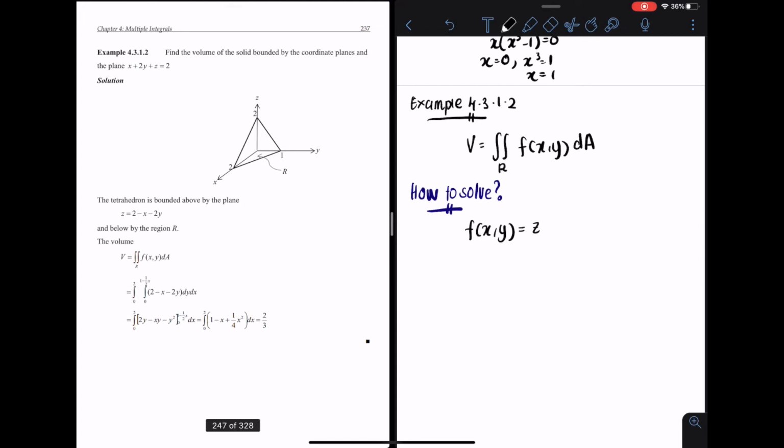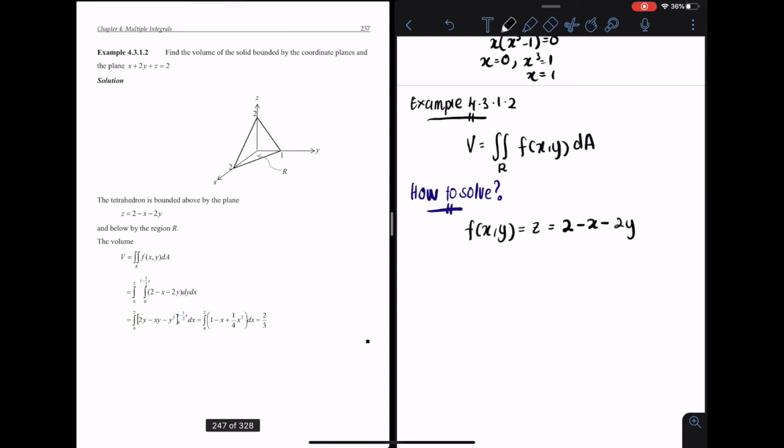Right now, they are talking about determining the volume of the solid bounded by all coordinate planes, such as the xy plane, yz plane and xz plane, and at the same time x plus 2y plus z is equal to 2. So since you have that equation, you can always let z be the subject of your equation. You will get 2 minus x minus 2y. 2 minus x minus 2y will be the function f(x,y) equal to z. And what should I do right after this? Right after I manage to determine the function written in terms of variables x and y, what should I do?